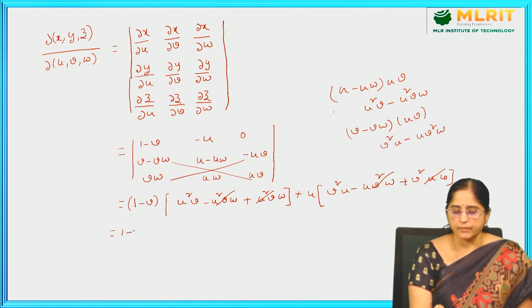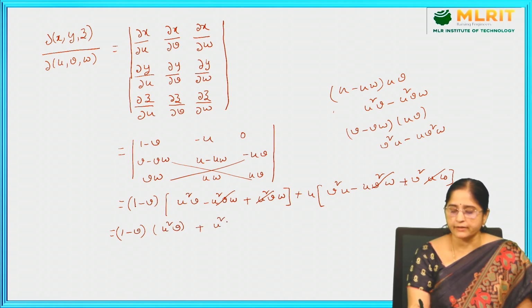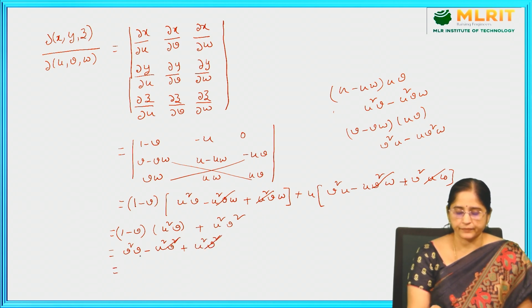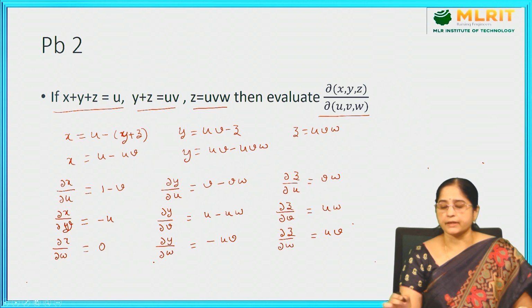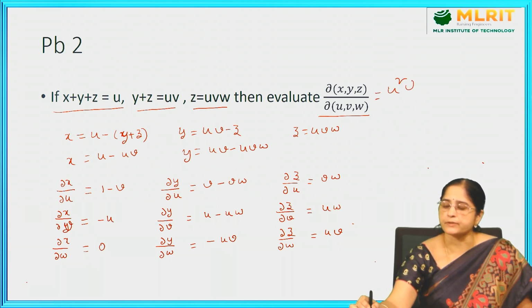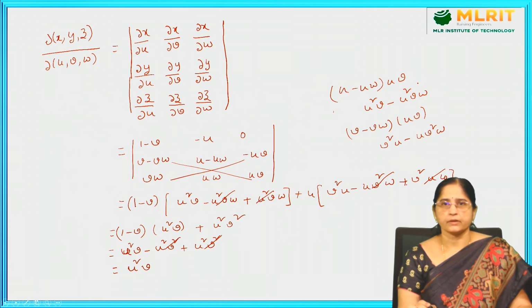We are getting 1 minus v into u square v plus u square v square. So this is equal to u square v minus u square v square plus u square v square. So this cancels, we are getting u square v. So that is the answer for this one, ∂(x,y,z)/∂(u,v,w) is u square v. Thank you.